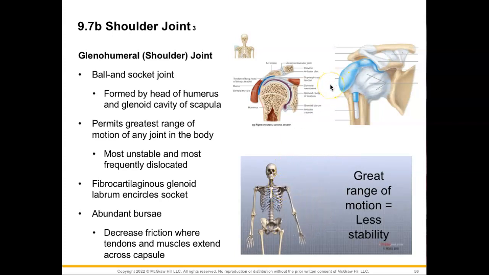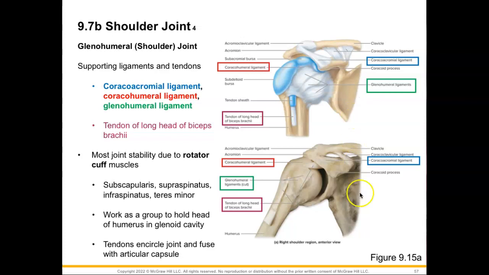Our fibrocartilage that we're going to find surrounding the glenoid tubercle is going to be known as the glenoid labrum, which I think we're going to see better in another illustration. And also in this region, we'll see abundant bursa surrounding this joint. And this helps to decrease the friction where we're going to have tendons and muscles extend across the capsule. So here I want to point out, even though it's not identified in the illustration, but here's where we're going to find that labrum. It's kind of like a cartilage type of tissue that deepens the socket here.